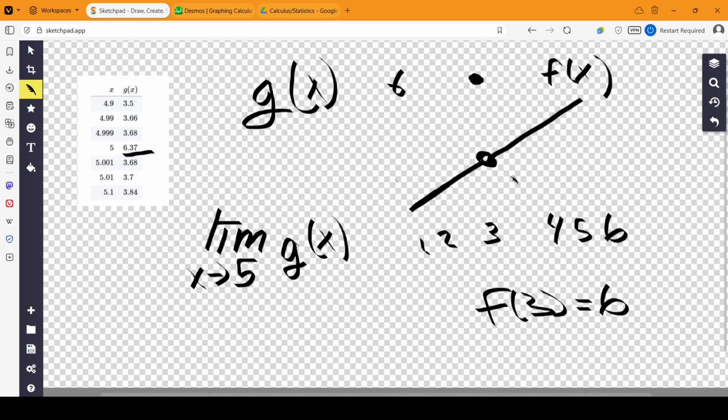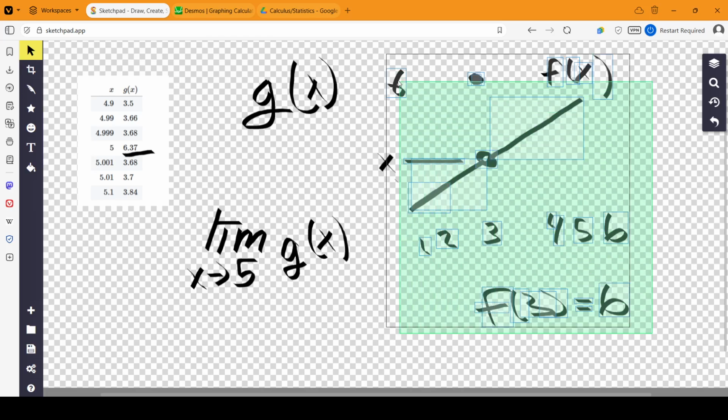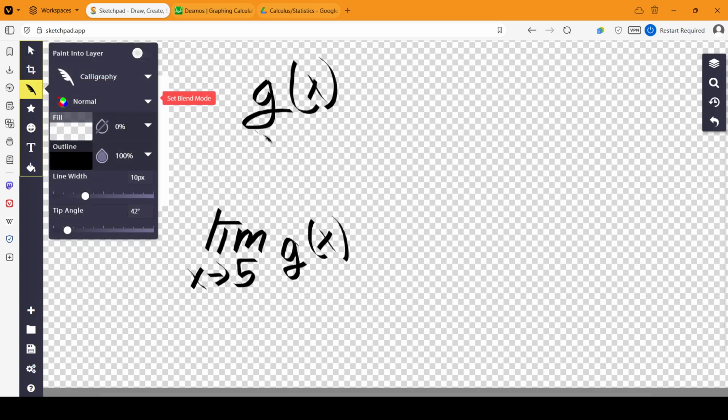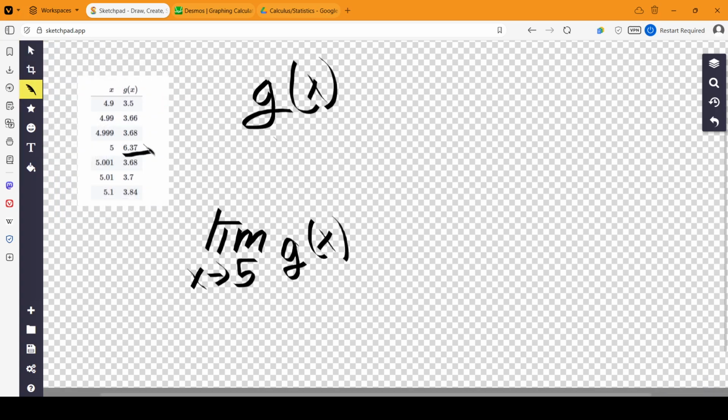But we see here that the left and the right hand side are approaching a different value, this value right here. And that's the issue. We can't always assume that the point plugged into the function is going to return the limit value. So it's unfair to assume that the limit as x approaches 5 of g of x is going to be equal to 6.37. So we use a different approach: we look at what the left and the right hand side approach, because ultimately those are the only things that decide the limits.